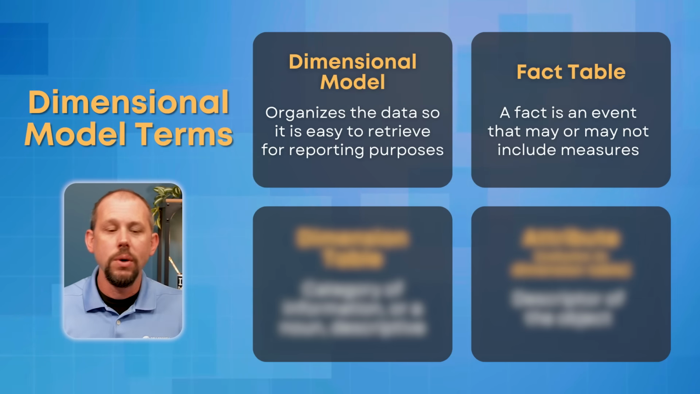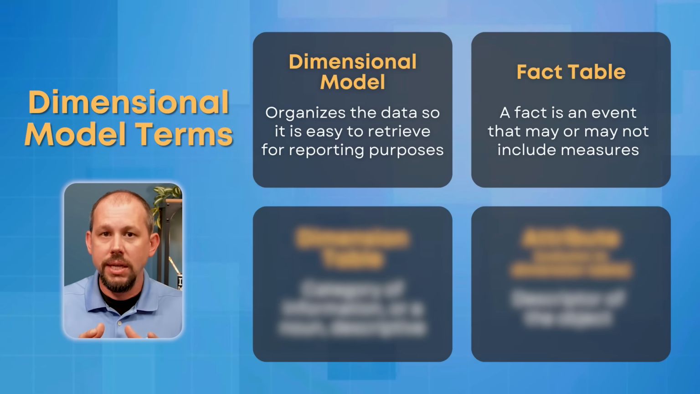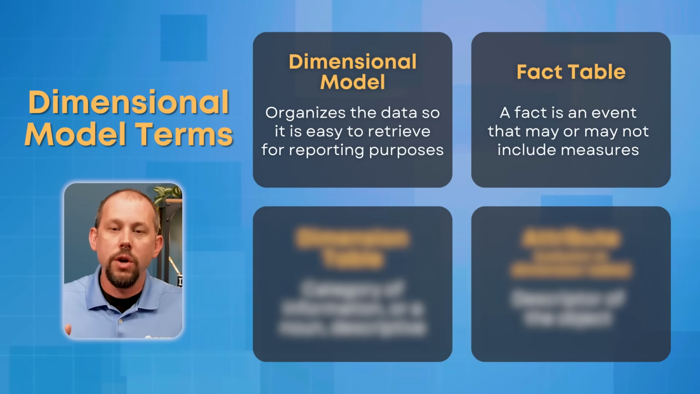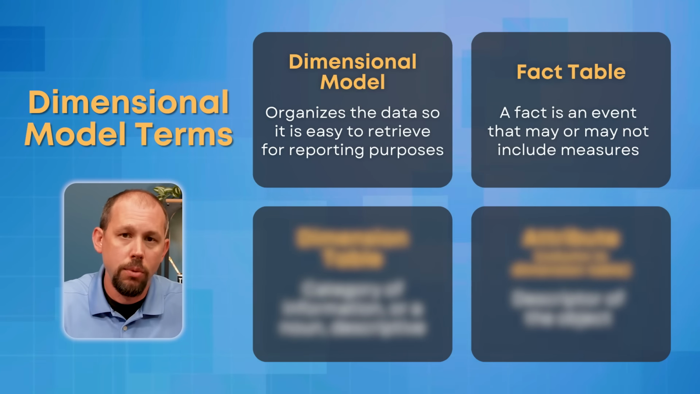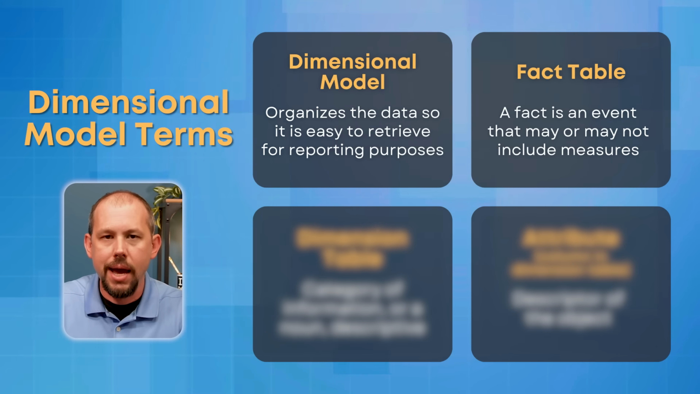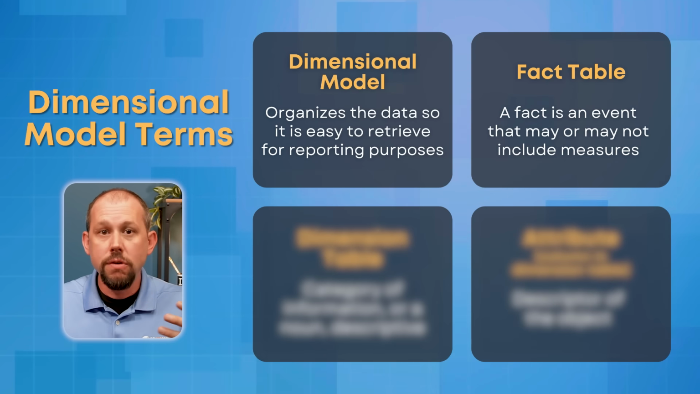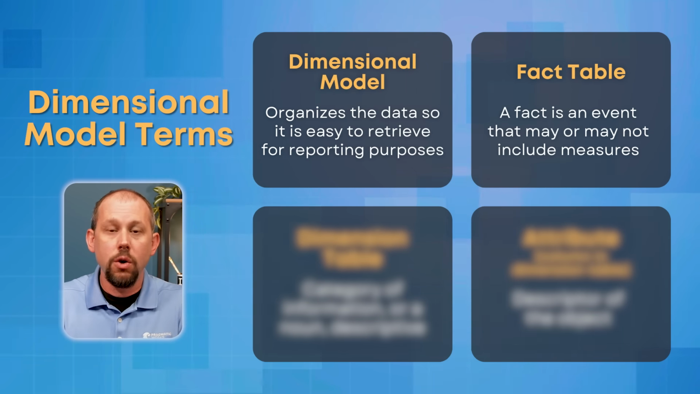We have the fact table and we have the dimension table. A fact table is effectively an event that we are measuring, and it may or may not include measurable items. The most common example you'll see in most classes and online is sales, because everybody can at least to some degree resonate with this idea around sales.